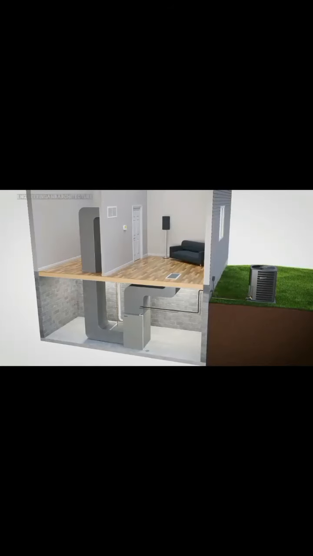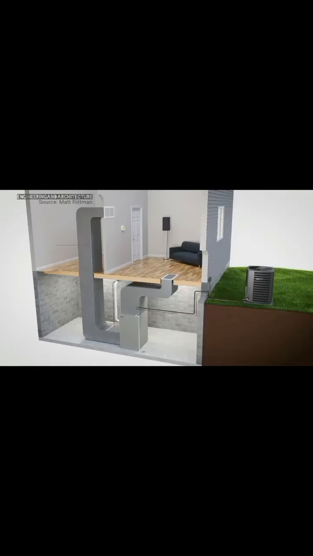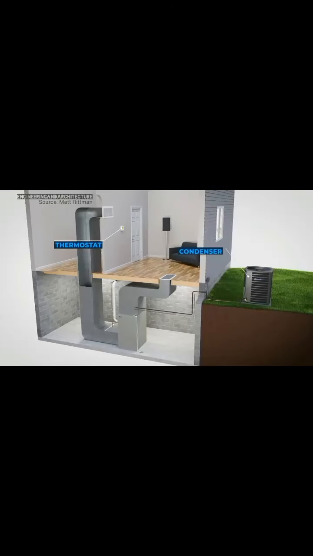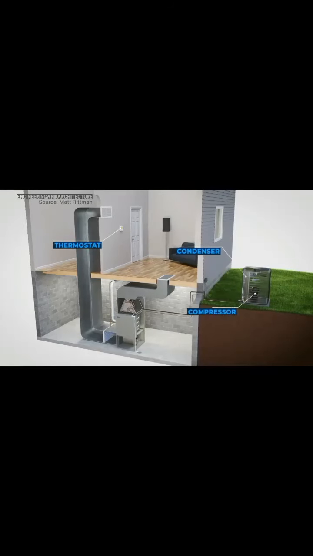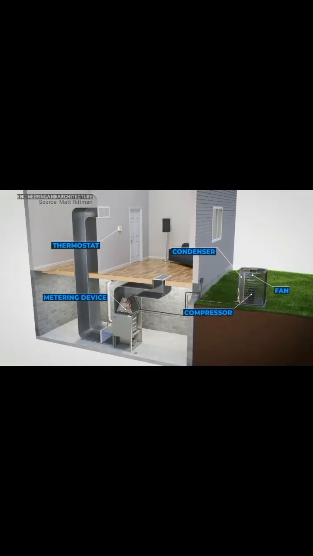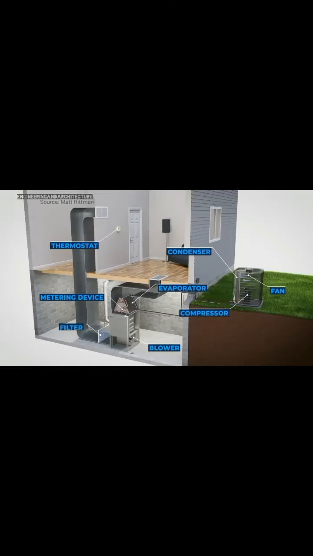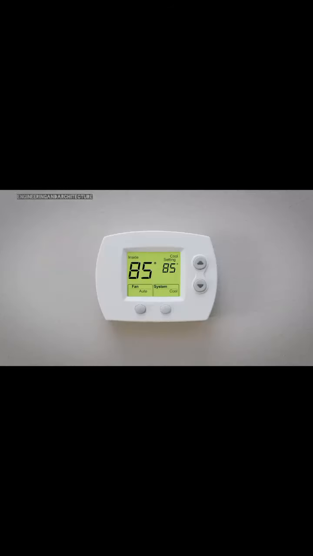There are 8 main components that play a pivotal role in cooling your home: a thermostat, condenser, compressor, fan, metering device, evaporator, blower, and a filter. The first step begins with setting your thermostat to the desired temperature.